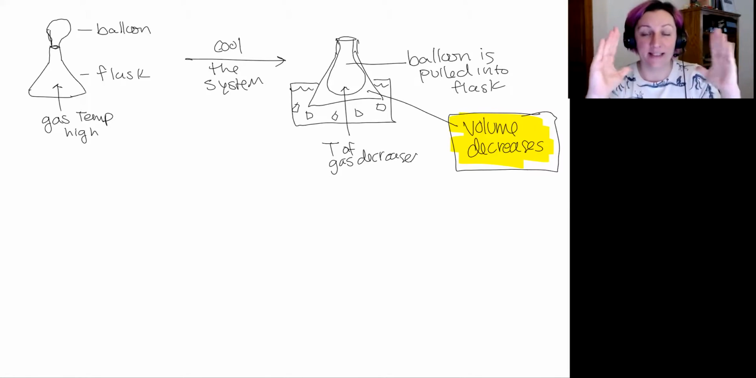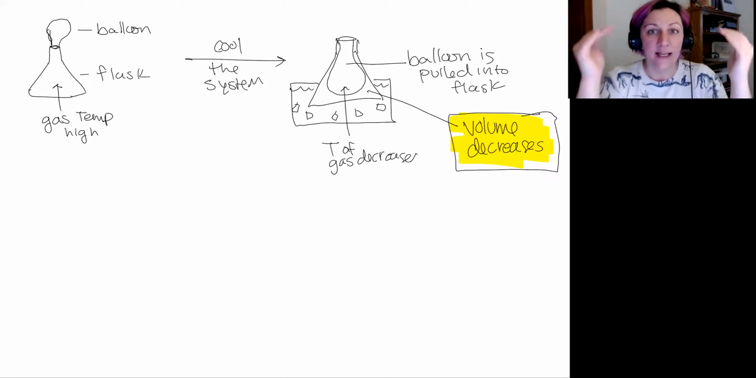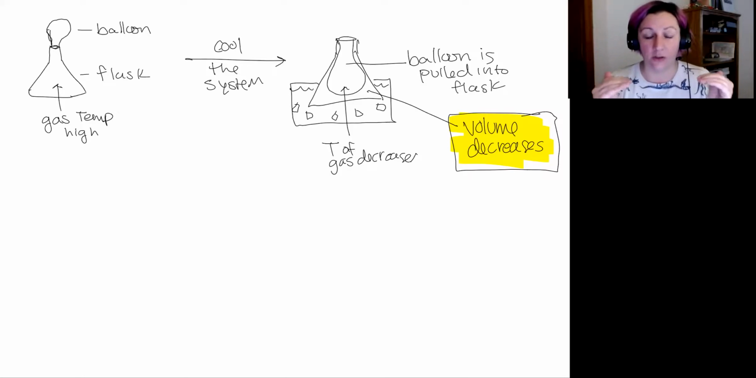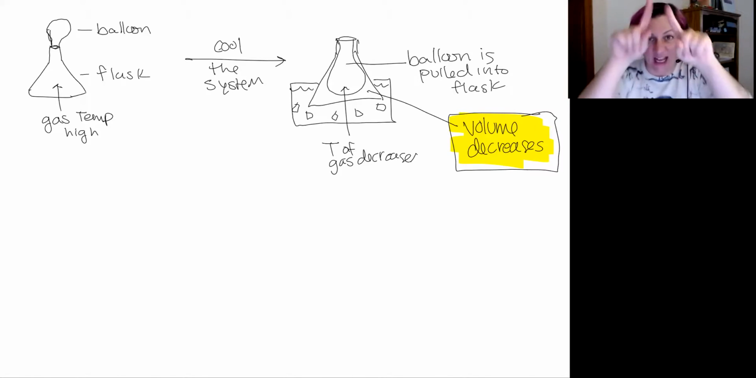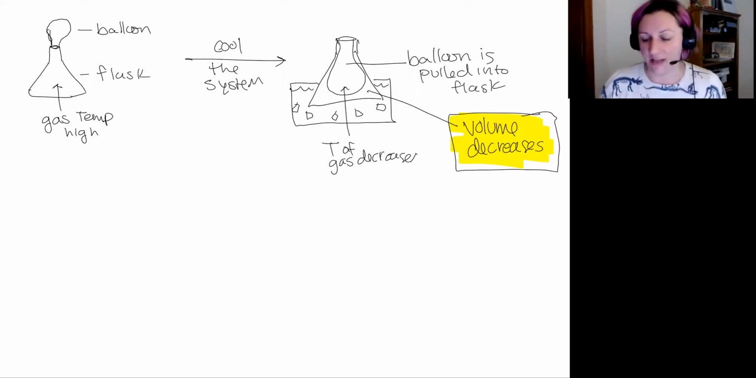And that brings the temperature of the flask and everything inside it, the gas, down. So the temperature decreases. And as that temperature decreases, we see this balloon that's just hanging out get sucked into the flask. And it occupies a lot of the inside of it. What we're seeing here is that as that temperature decreases, volume decreases. And that's why the balloon takes up that space inside.